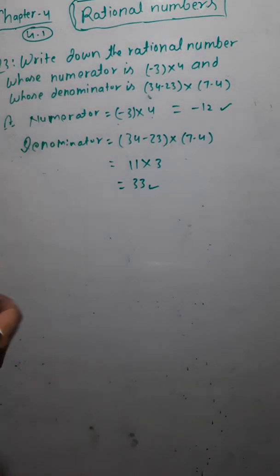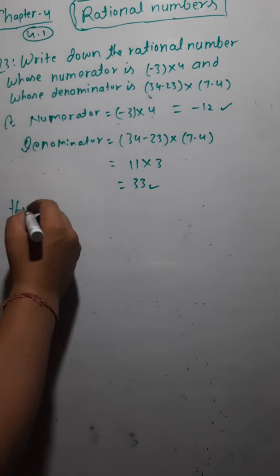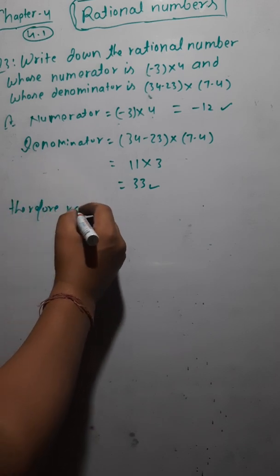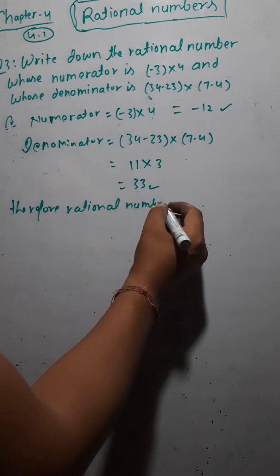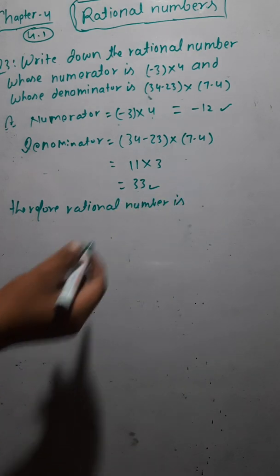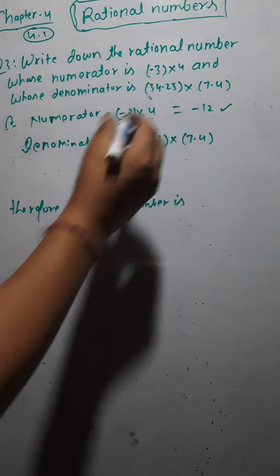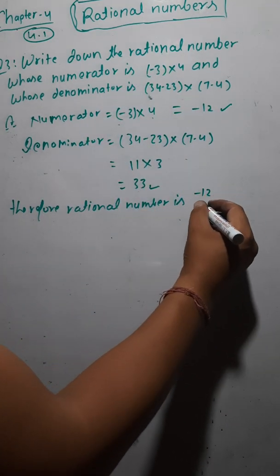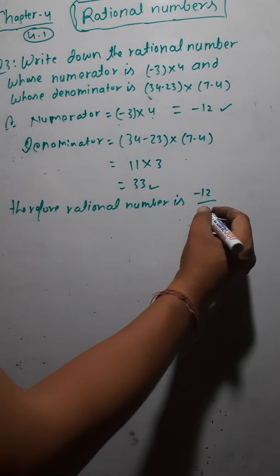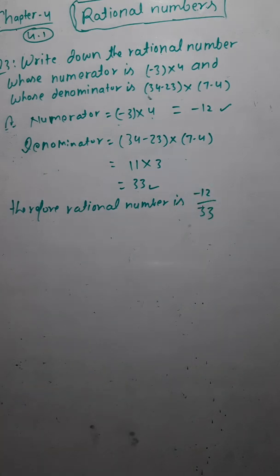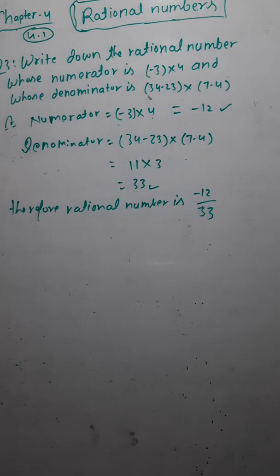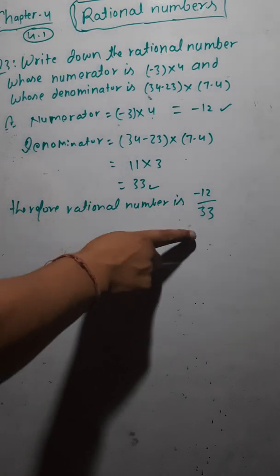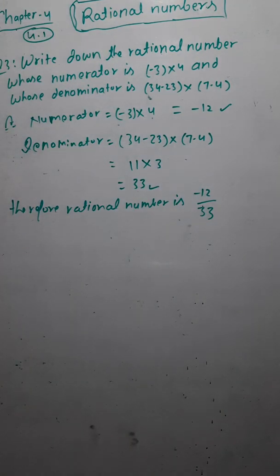So what would be the rational number? So right here, therefore, the rational number is, numerator means upon value, that is minus 12 by, what is the denominator? That is 33. So this is the required answer. Are you getting? So numerator is this, denominator is this. So minus 12 by 33 would be your answer. Okay, note it down.